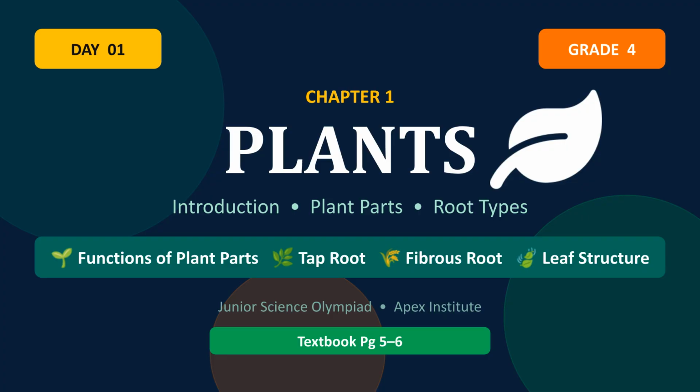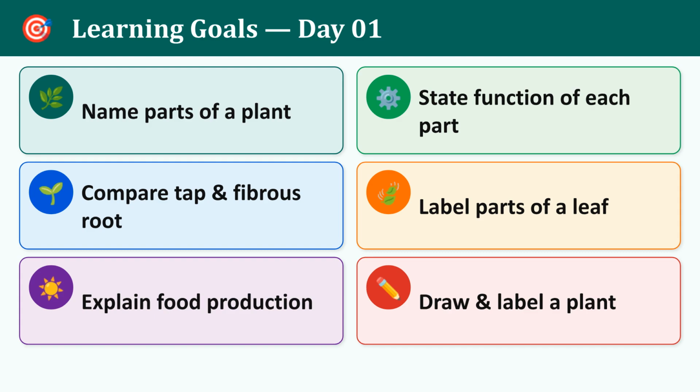Today we will learn about the parts of a plant, different types of roots, the structure of a leaf, and how plants prepare their own food. By the end of today's lesson, you will understand why plants are one of the most important living things on Earth. Let's begin. Let's look at today's learning goals.